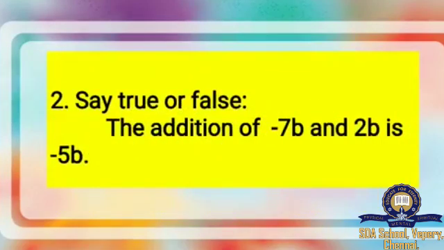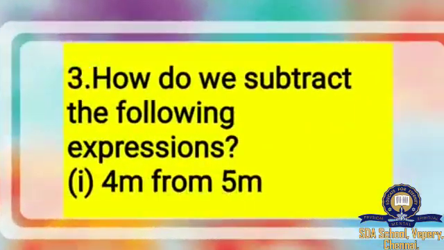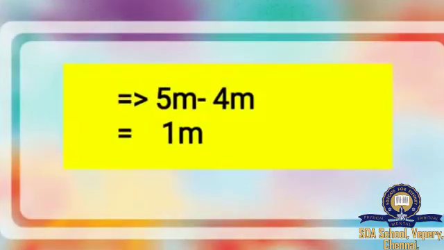Say true or false. The addition of minus 7b and 2b is minus 5b. Is it true or false, students? Very good, child. The answer is true. Move on to the third one. How do we subtract the following expressions? 4m from 5m. Very good. The answer is 5m minus 4m, we will get 1m.